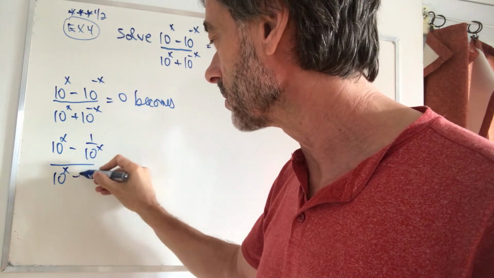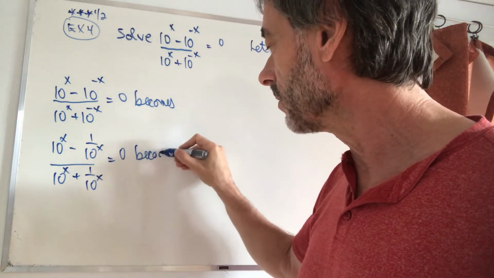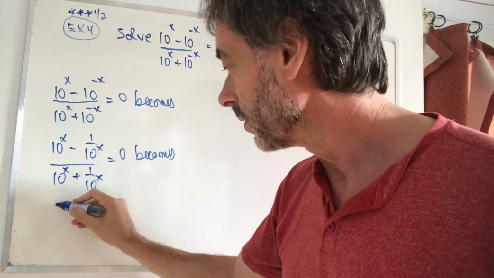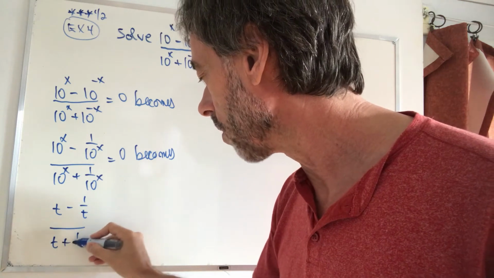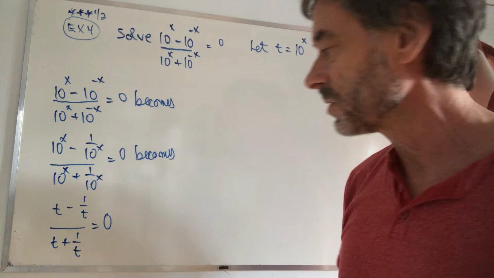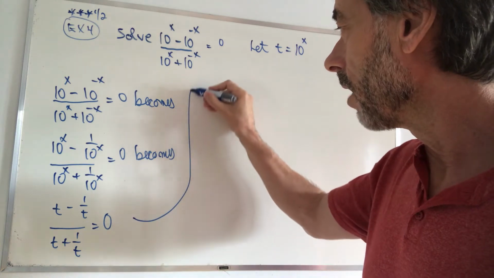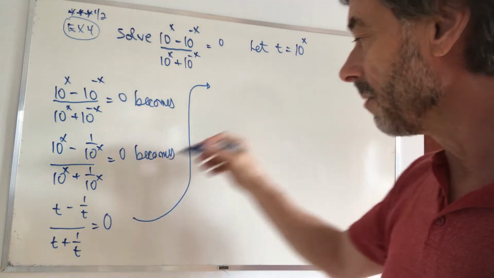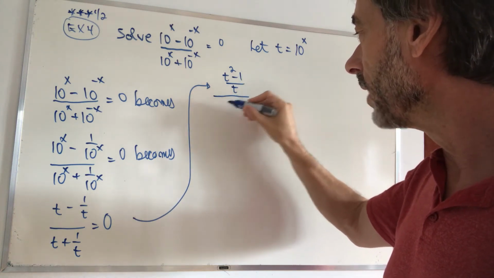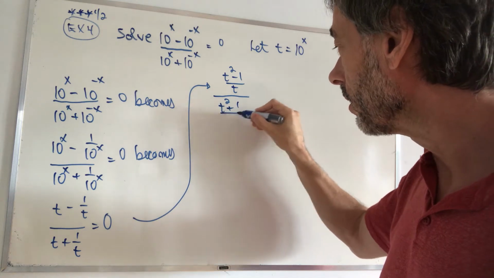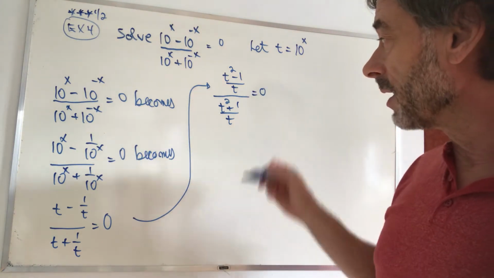Same thing downstairs with a plus. And then I am going to change my 10 to the x to a t. So that's t minus 1 over t over t plus 1 over t. All this equals 0. That is a complex fraction that requires a little bit of simplifying. So common denominator, I'm going to get t squared minus 1 over t divided by t squared plus 1 over t equals 0. That's my new equation. Complex fraction, I got to flip this around.